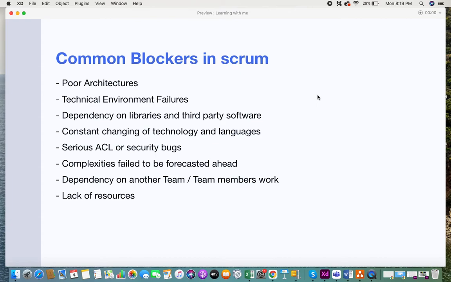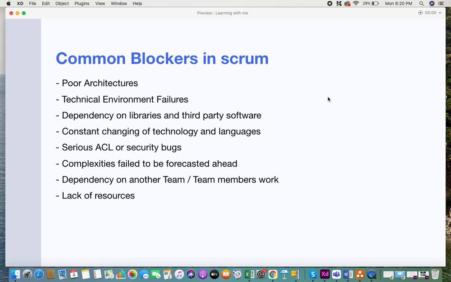The next one is dependency on other teams or team members' work. In Agile, we have different departments and different microservices or functions being implemented by different teams, and ultimately things get integrated. So whenever a particular team's work is not completed, it creates a dependency with other teams also. Whenever there is a block with one team, it creates a blocker for other teams also. So these can also be situations where blockers are created.